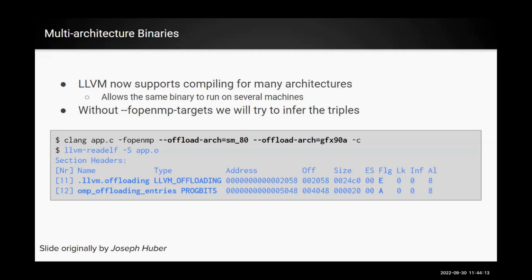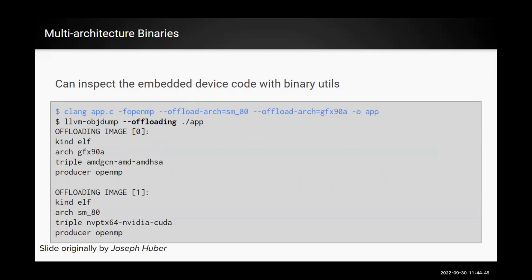Cool features that we got in the driver are deduction of triples. So if you just specify the sub-architecture, it will deduce the triple for you. So you don't have to write -fopenmp-targets=nvptx64 anymore. You can just write --offload-arch=sm_80. And it also supports many architectures at the same time. So you get an object file that has both gfx90a and sm_80 embedded in it. You can use llvm-objdump with the offload flag to analyze these object files and so forth. So you can see all the offloading images.